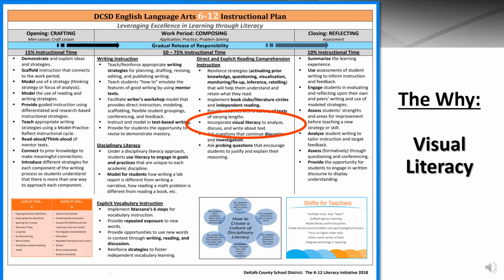This module specifically focuses on visual literacy, which supports direct and explicit reading comprehension instruction, and should be used during the work period portion of instructional time. Similar to the K-5 ELA instructional guidance document, the 612 instructional plan expects visual literacy to be incorporated in order to analyze, discuss, and write about text. We encourage teachers to model the use of visual literacy strategies to support students scaffolding up to grade level.